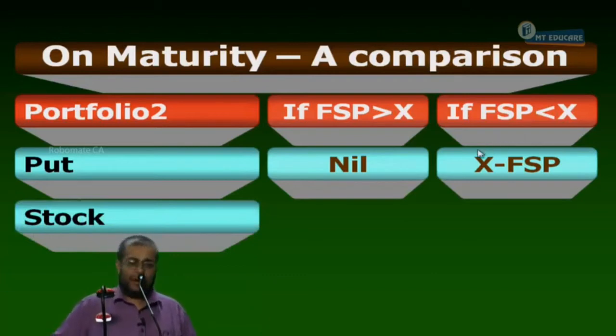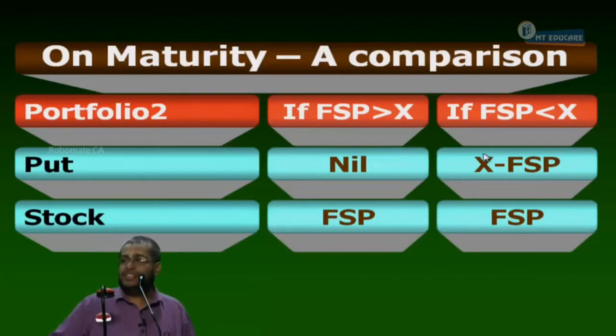Today the share price is the spot price. What is the share price on maturity date? FSP. So the value of the share on maturity is FSP. Today the value of the share is VS, today's spot price. After 3 months, the value of the share is the future spot price.